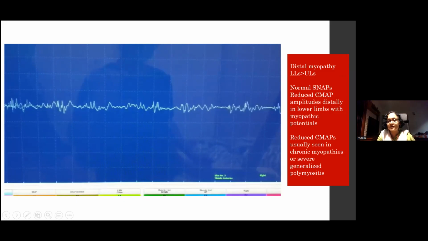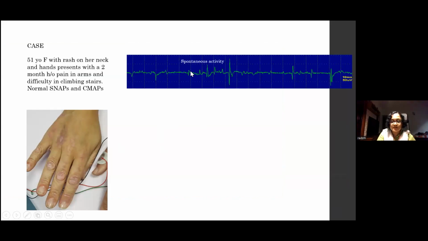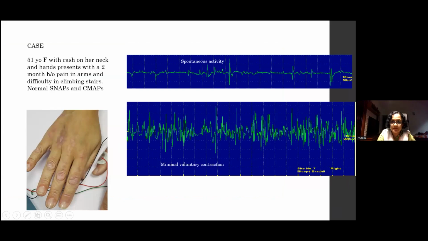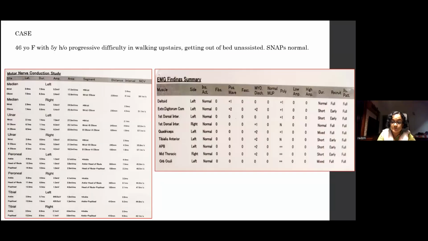And reduced motor amplitudes, hence, you tend to see in distal myopathy patients or in chronic myopathies or very severe generalized polymyositis cases. So this is another patient with a typical Gottron's rash, a dermatomyositis kind of patient. There was spontaneous activity for this patient because it's an inflammatory myopathy, and short duration motor units. So this was a proximal myopathic process with myonecrosis. Motor amplitudes will be normal because it is quite an acute one and it's not very generalized, as in it was not very severe. So it was an inflammatory myopathy.